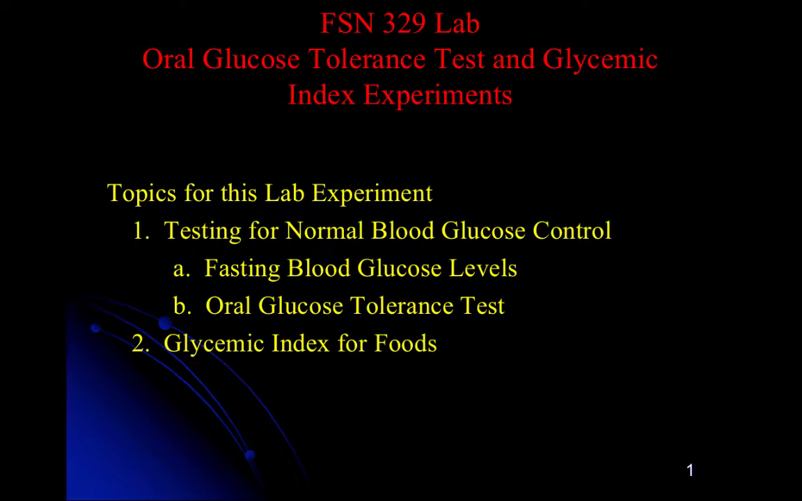according to the extent to which they raise blood glucose levels after eating. The GI, the glycemic index, is a ranking of dietary carbohydrates on a scale from 0 to 100 according to the extent to which they raise blood glucose after eating. Here's the important part. It is relative to a standard.